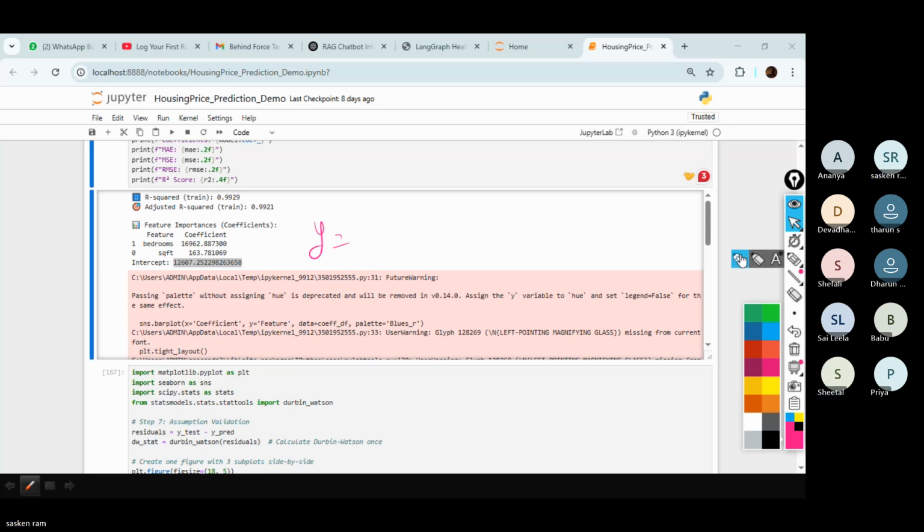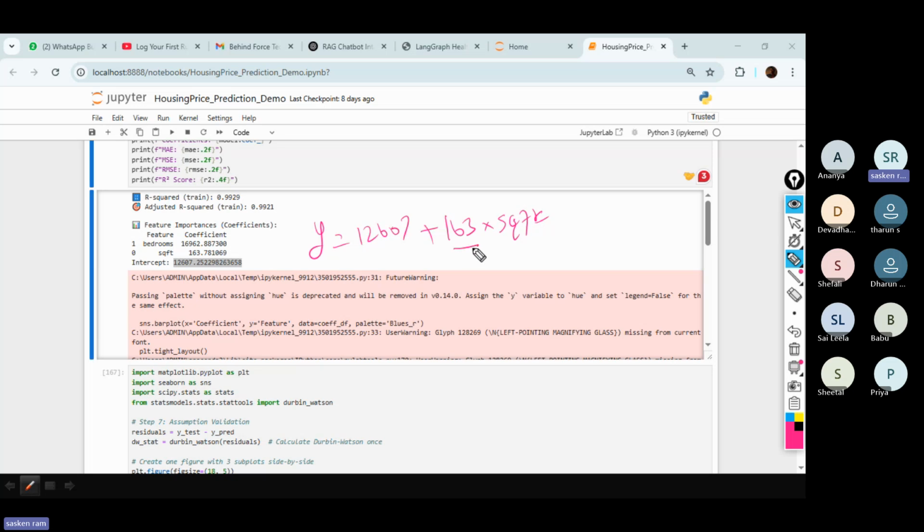Here my intercept value is 12607, plus my slope value for square feet is 163 into my square feet. This is the column name. Remember, this is beta 1, this is beta naught, and plus the bedroom slope is 16962 into bedroom. For example, in your data set, the first record's bedroom is 2, into 16962. This is the slope, guys, beta 2. Many of them get confused here. When you see the term coefficient along with your feature name, that means this is the slope value for your bedroom. For the bedroom, the slope value is this one. For the square foot, this is the slope value. For each feature, there is a corresponding slope value.